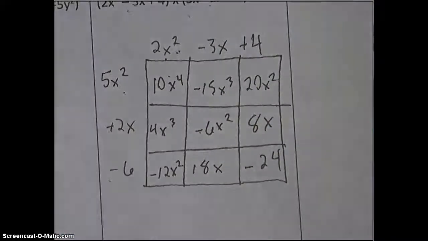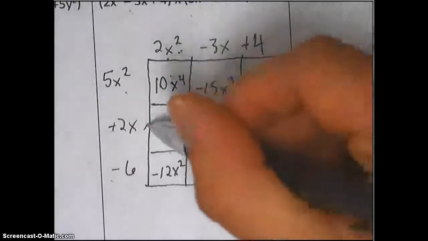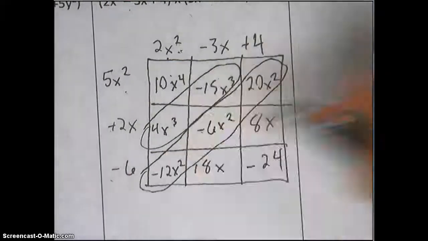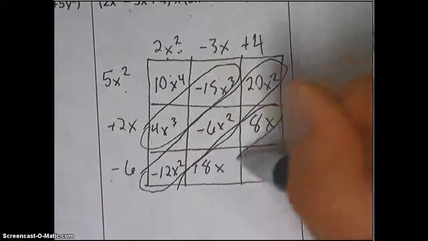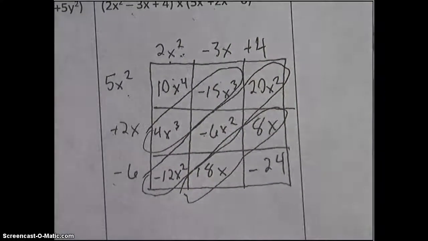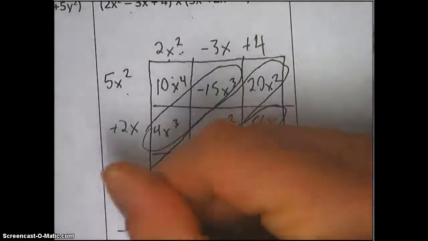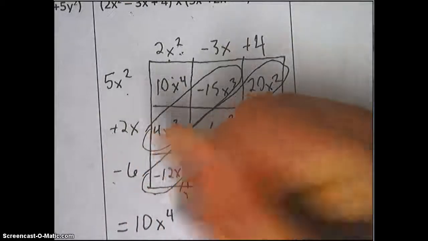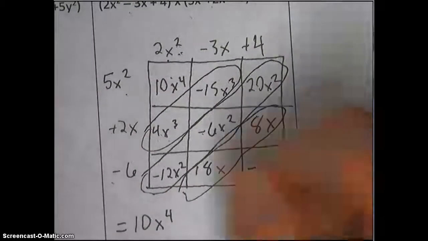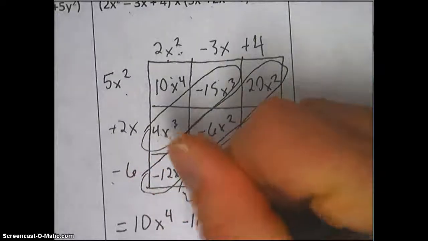So we've got all this stuff in the box here, and all we need to do is combine like terms. And usually that's going to happen along the diagonals here. So we're just going to combine along these diagonals. And ask yourself the same set of questions. How many x to the 4th do you have? Well, that's 10x to the 4th. How many x cubes do you have? 4 minus 15 is negative 11x cubes.